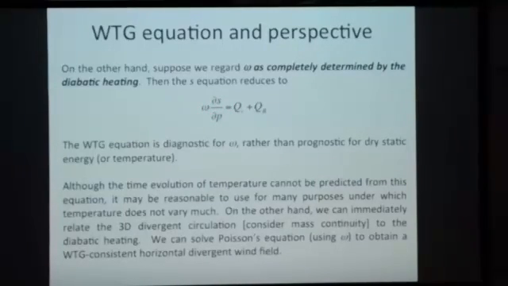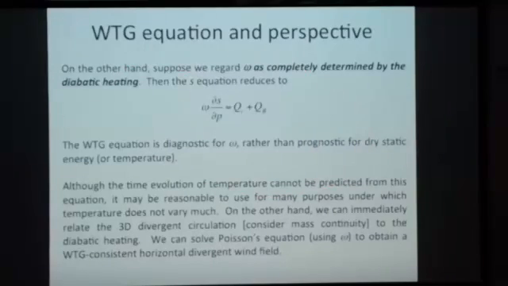Now, why go through this kind of exercise? Well, doing that allows us to have a diagnostic equation for omega, a diagnostic equation for the vertical component of the motion field, rather than a prognostic, time-evolving equation for the dry static energy or the temperature. Why that's valuable to us is that if we know omega, then we can use omega and the continuity equation, del dot V equals 0, approximately, to relate the vertical motion field to the divergence of the horizontal motion field, okay?